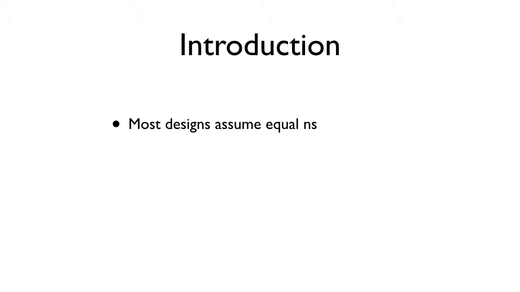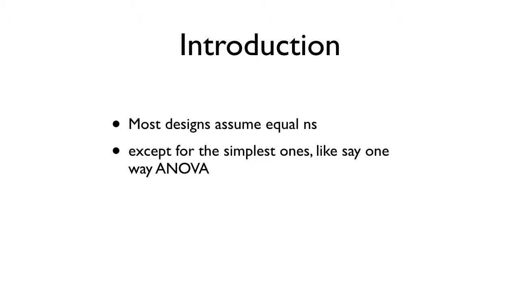I have never mentioned having an unequal number of subjects per group. I've just said n equals, as in the quiz example, n equals 3. So the designs that I'm doing here assume equal n's, except for the most basic one, which is one-way analysis of variance. It doesn't assume equal n's, it can deal with unequal n's.